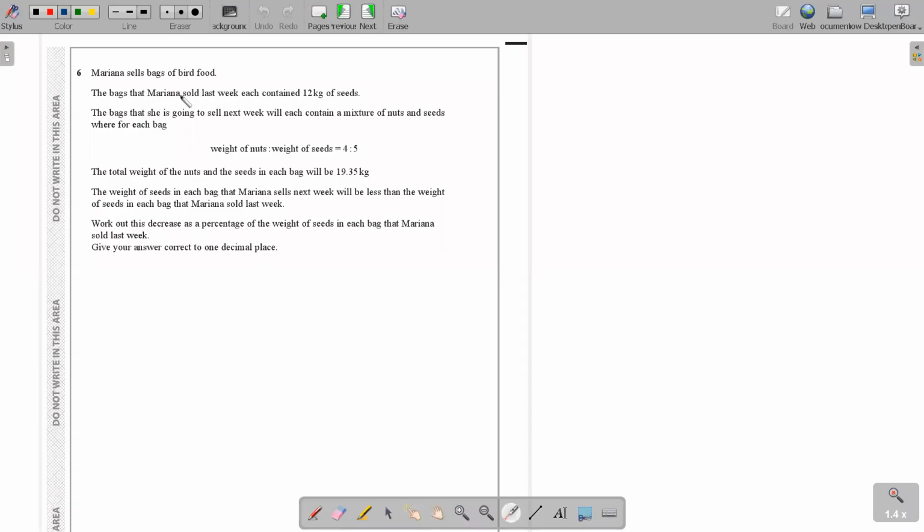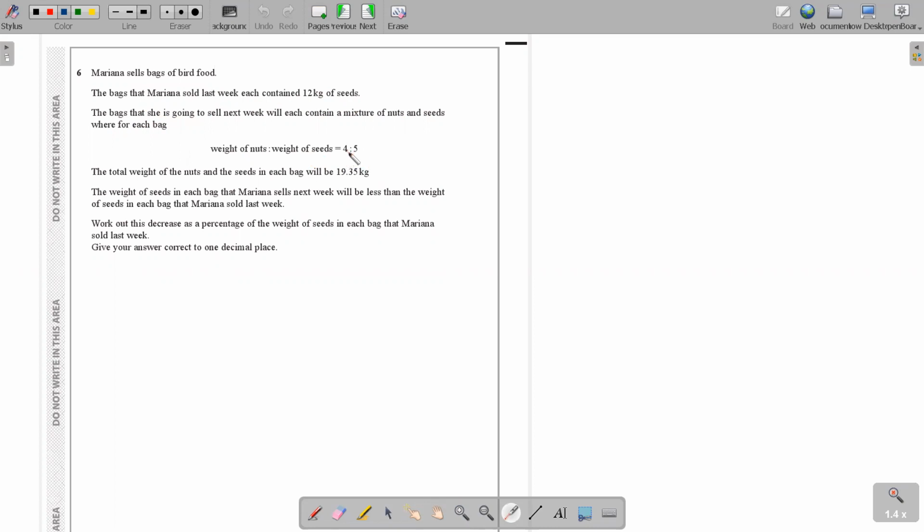Okay, question number 6. Mariana sells bags of bird food. The bags that she sold last week each contain 12 kilograms of seeds. The bags that she is going to sell next week will each contain a mixture of nuts and seeds, where for each bag, the ratio of the weight of nuts to the weight of seeds is 4 to 5.